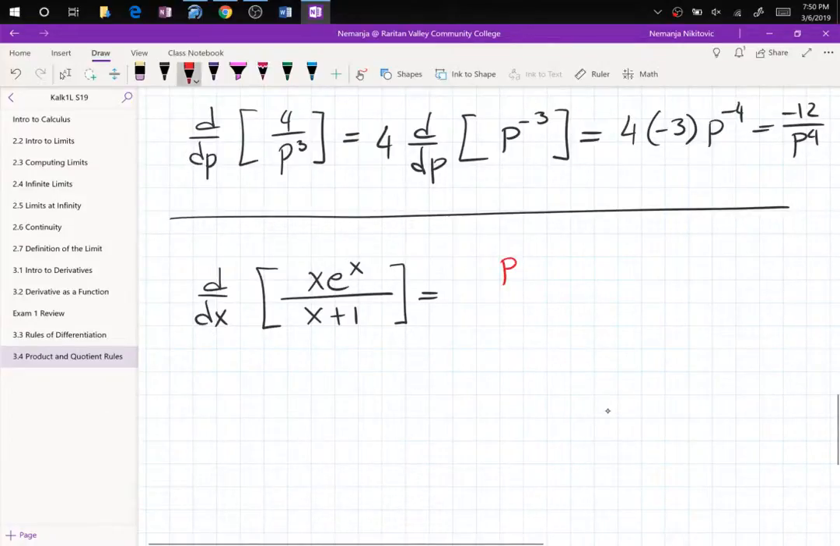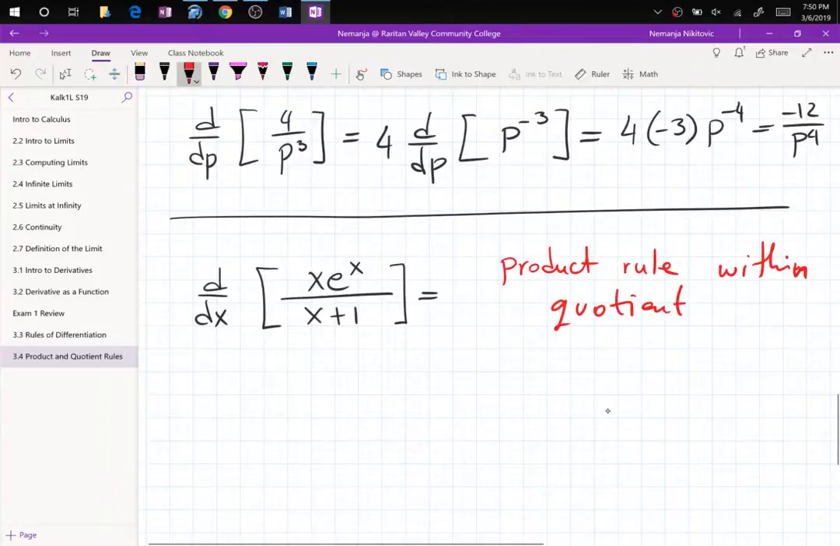So this is product rule within quotient. So which one is the main rule, the big rule for the problem? Quotient rule is the big one, right? Quotient rule is the big one, and then the product rule is going to happen only when you get to take the derivative of the top. So this is where the product is going to kick in.